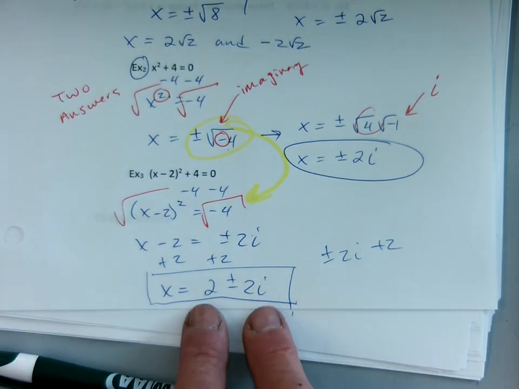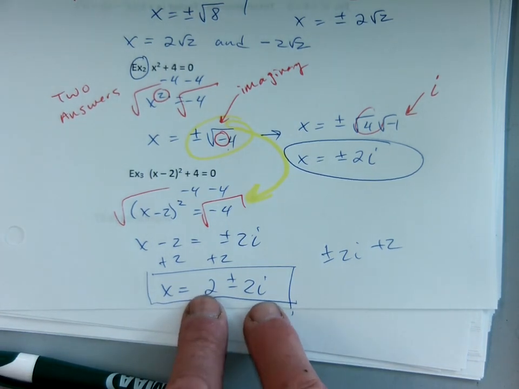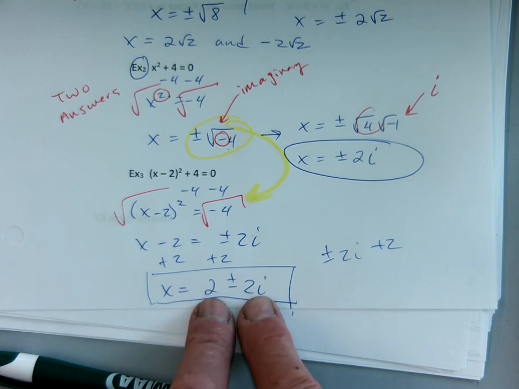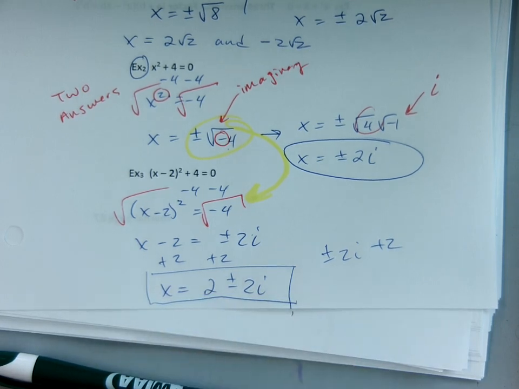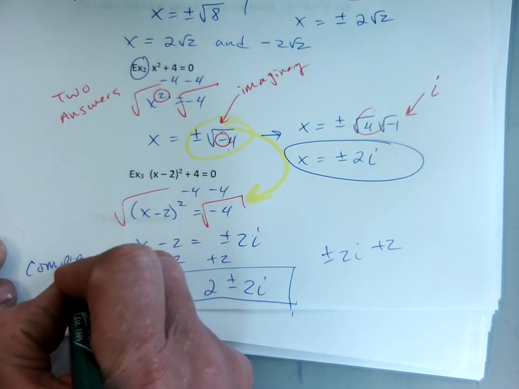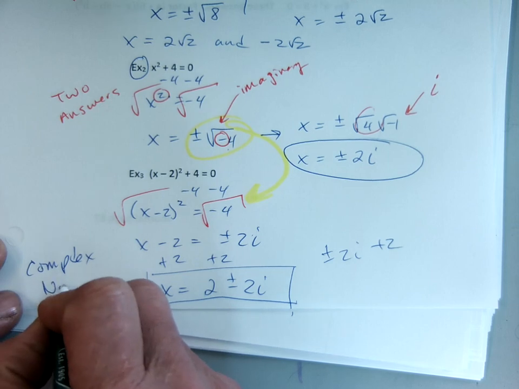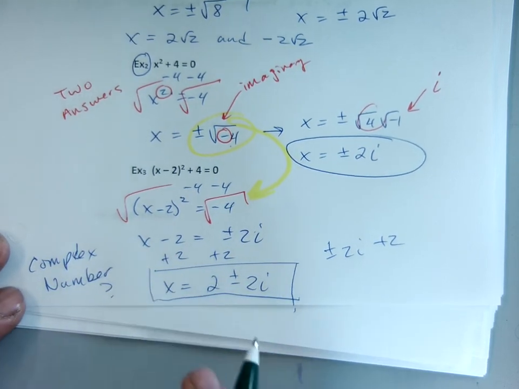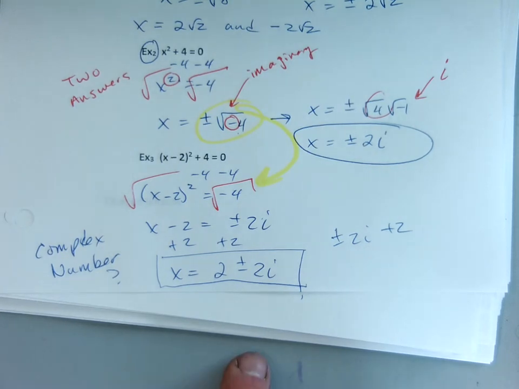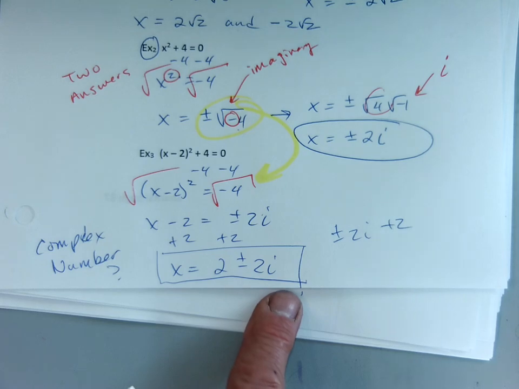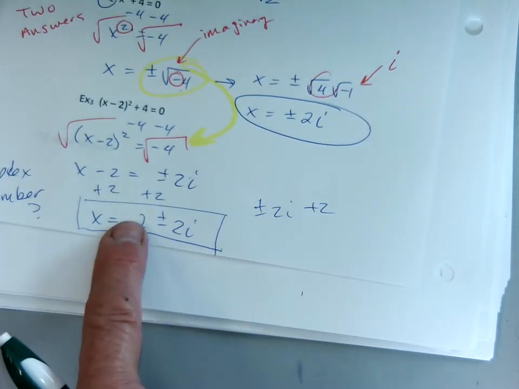And you can't add these two. One's a real number, one's an imaginary. You can't put them together. This is an imaginary number. That's a real number. Now, what we made was a complex number. Why am I calling this answer a complex number? It has a real number and imaginary. Yes, it's a complex number because I have a real number and an imaginary.